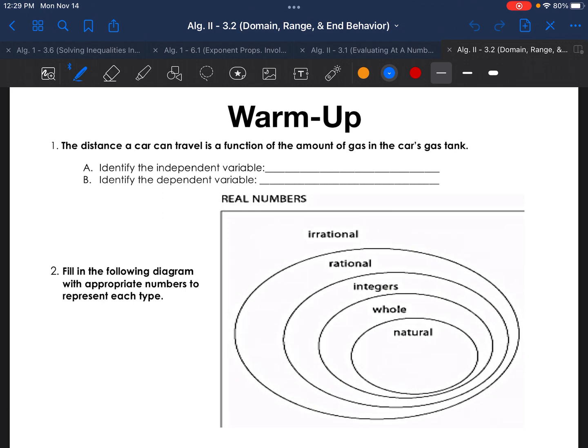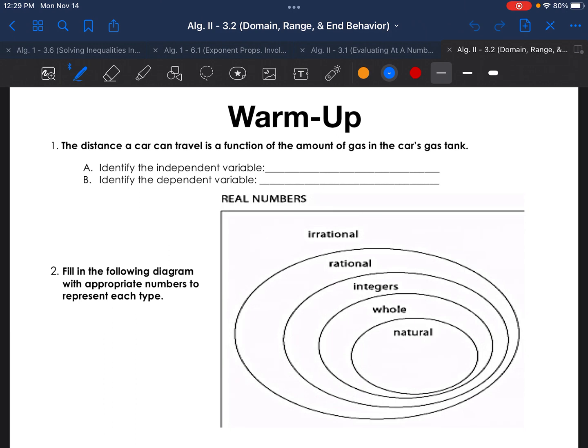Welcome everyone to Algebra 2, Section 3.2, Domain, Range, and Behavior. First, start with the warm-up. Warm-up 1, distance a car can travel. It's a function of the amount of gas in the car's tank. So, identify the independent variable and the dependent variable.